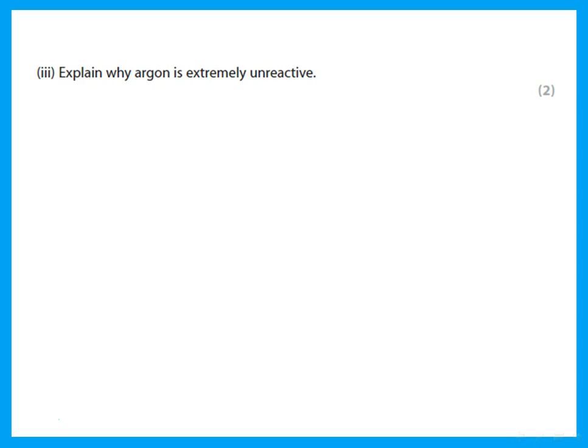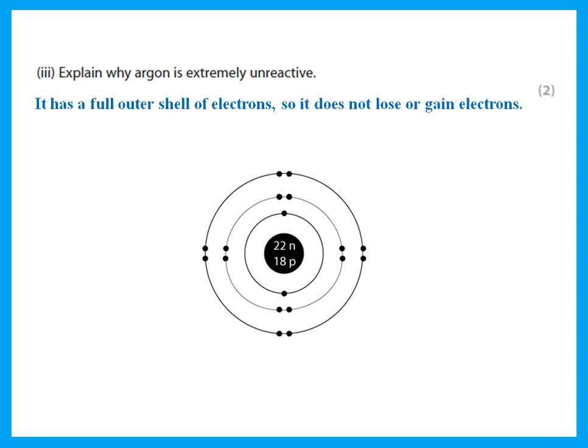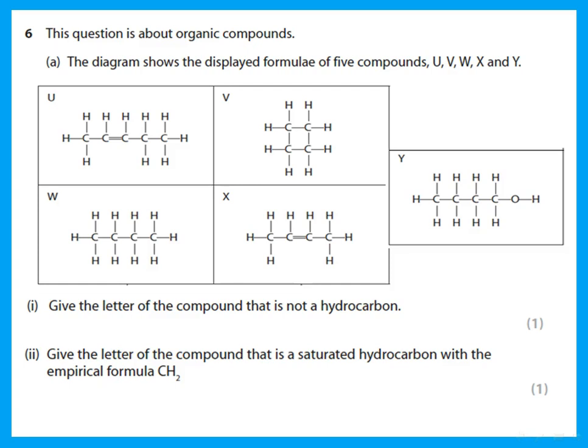Explain why argon is extremely unreactive. Why is argon unreactive? You should remember argon is in group what? It's in group 0. It has a full outer shell of electrons, so it doesn't need to lose or gain electrons. It already has a full outer shell. So we say it is unreactive.